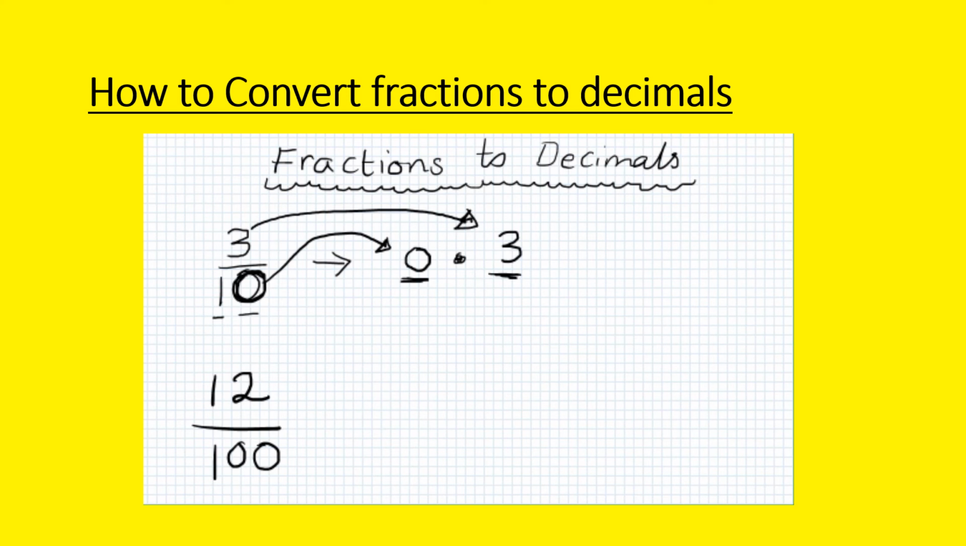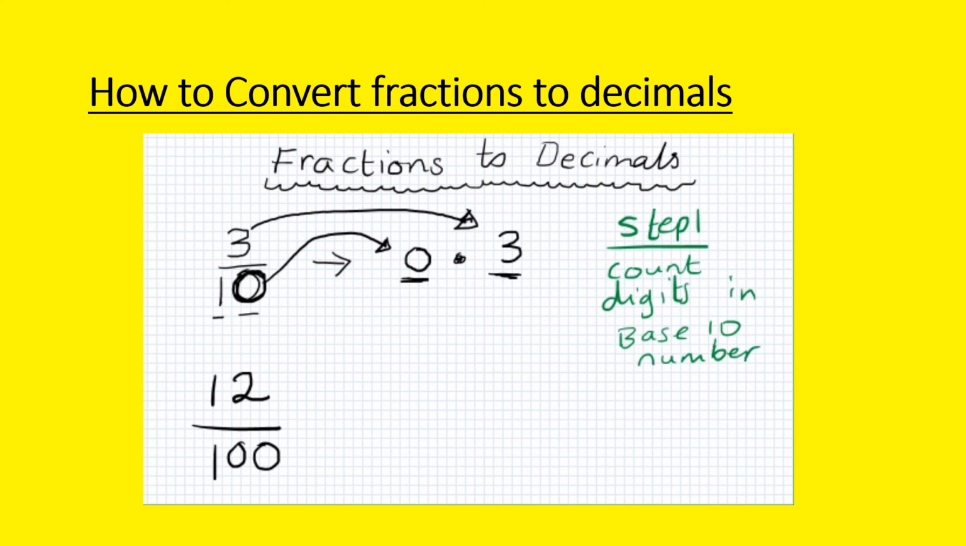So let's put this down as steps. Step 1: count digits in base 10 number. Earlier on we looked at our new vocab, the base 10 numbers. This is a base 10 number because it starts off as 10, multiply it by 10 again, and it gives us 100. So this is our base 10: any number with a 1 followed by lots of zeros. This one has got 2 zeros.